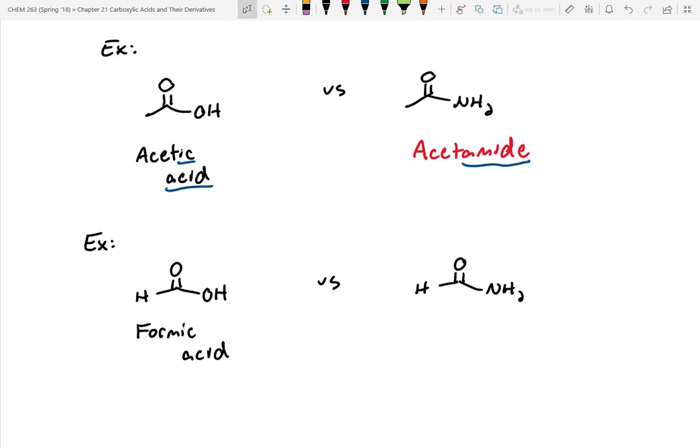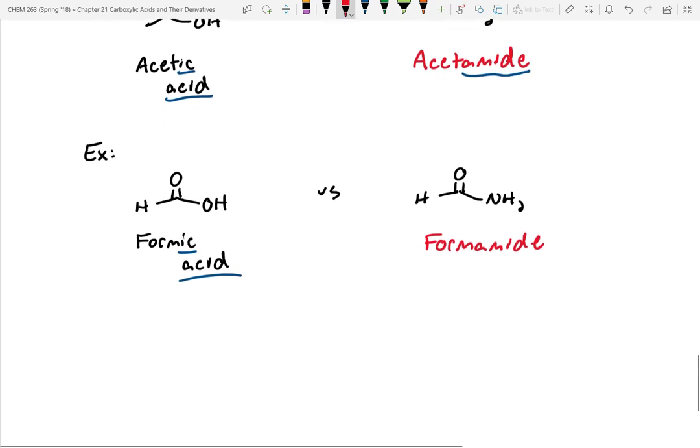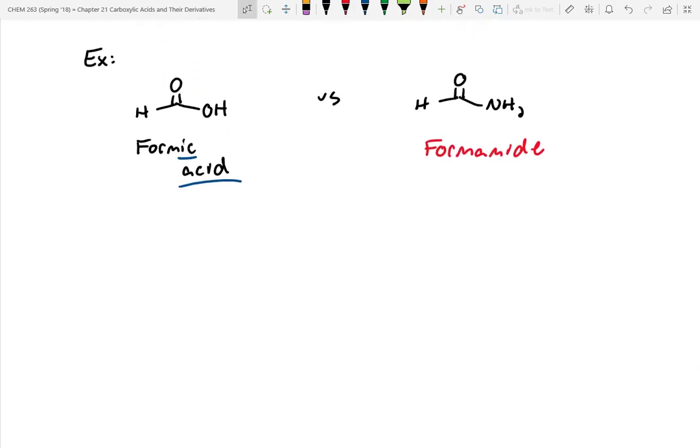What would the one on the right be called? So we get rid of the ic acid, and this would be formamide. Make sense? If you notice, all of these, though, have hydrogens coming off the nitrogen. We can have amides where you have carbon groups coming off, right? So all of these were simple amides. Let's take a look at what happens with functionalized amides.